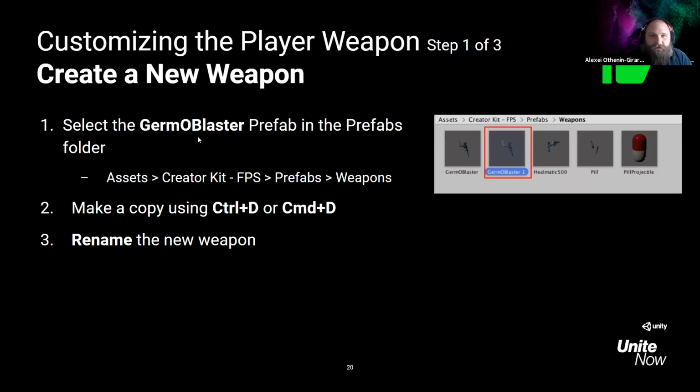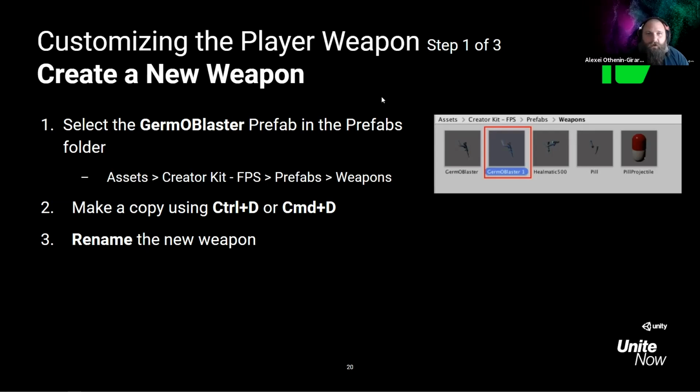So we're going to select the Germoblaster prefab in the prefabs folder. Again, assets, creator kit, FPS, prefabs, weapons, making a copy using Control D or Command D. You can also Control C, Control V to copy and paste, and then just rename the new weapon. I went into the prefab editor. You can just double click on the weapon name. If you do the slow two clicks on the weapon name, you can just rename it there. So either way is fine.